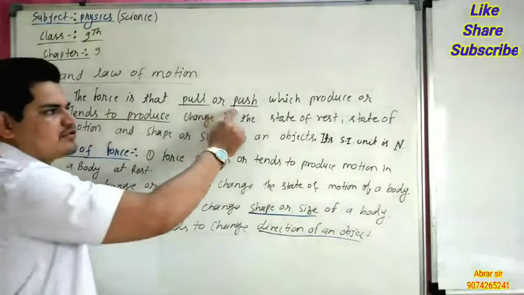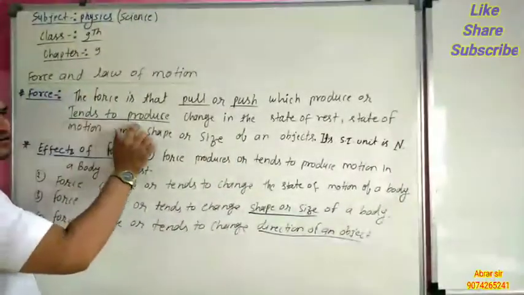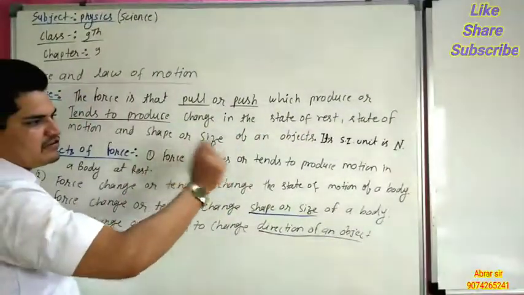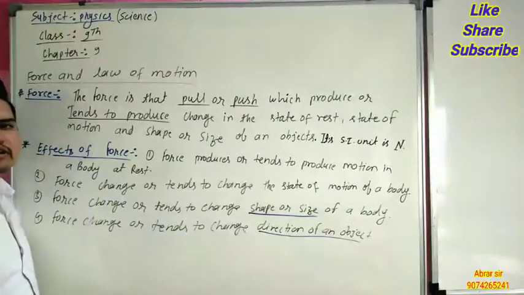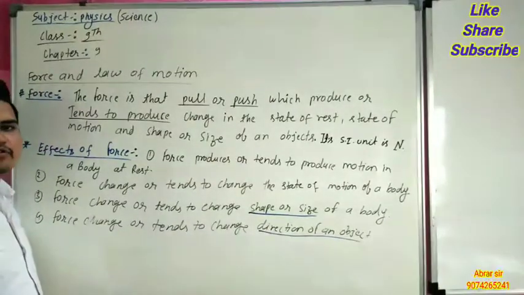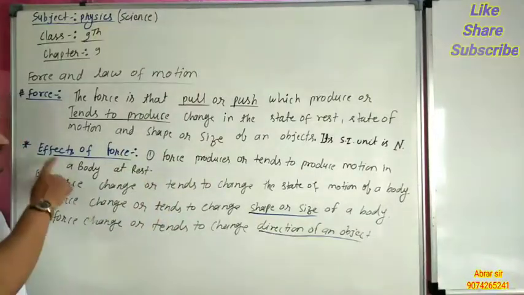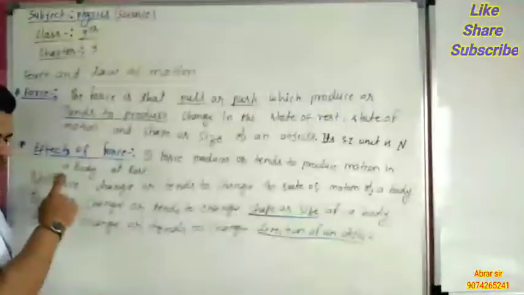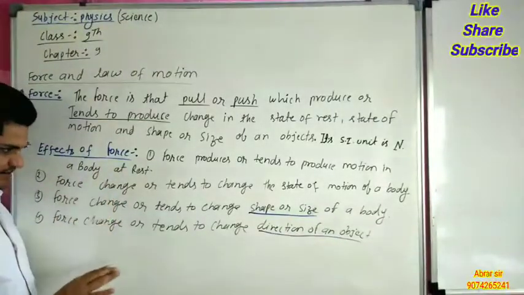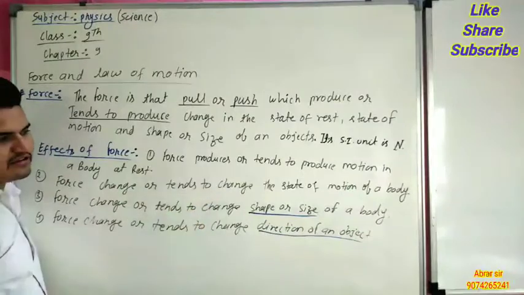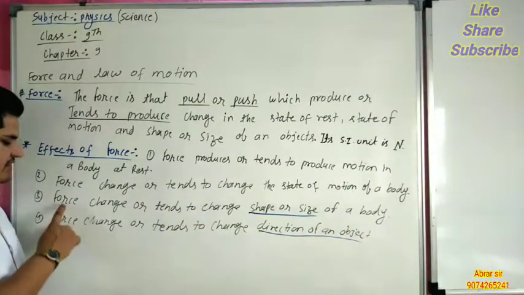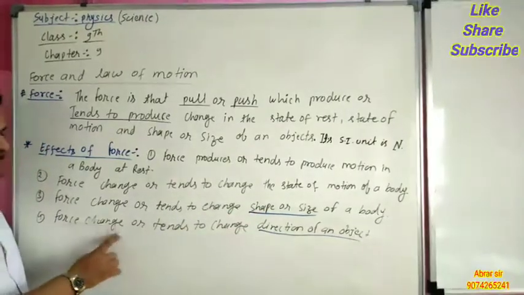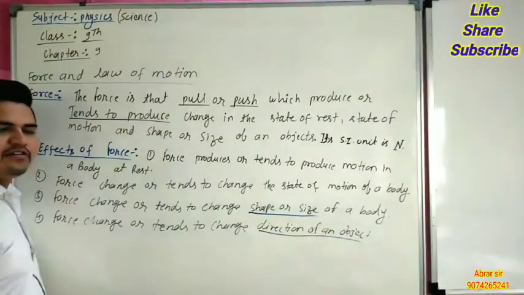So force is that pull or push which produces or tends to produce change in the state of rest, state of motion, or shape or size of an object. Its SI unit is Newton. Force is measured in terms of Newton. Newton is denoted by N. Effects of force: force produces or tends to produce motion in a body at rest. Force changes or tends to change the state of motion of an object. Force changes or tends to change shape or size of an object. Force changes or tends to change direction of an object.